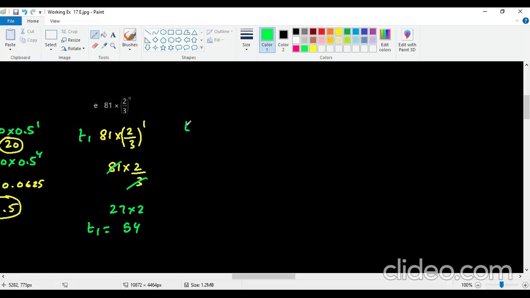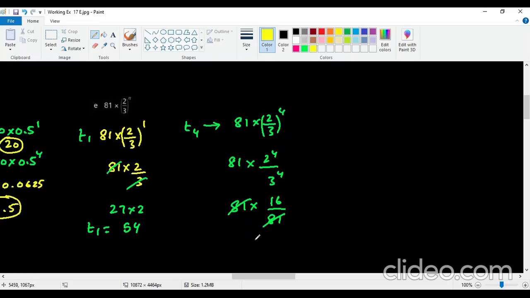When it comes to term 4, it's going to be 81 times 2 over 3 with the power of 4. That means 81 is going to be multiplied by 2 to the power 4 over 3 to the power 4. That means 81 times 16, and 3 to the power 4 is going to give us 81. So these 81 and 81 get cancelled, and 16 is going to be your answer for term 4.